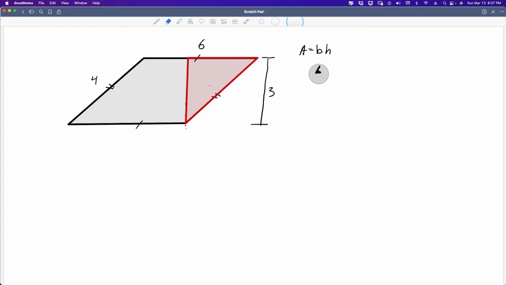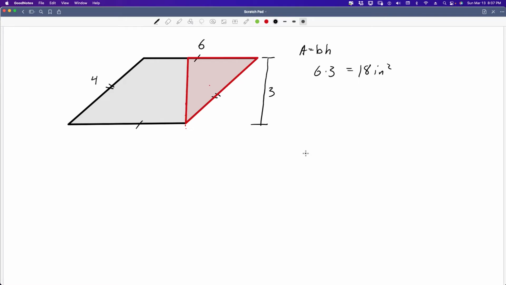Let me get back over here on my pen. That's going to be 6 times 3 inches, which is 18 inches squared. And that would be the area of this parallelogram. See how interesting and cool that is? That was not hard at all, and it's not far off from what we were already doing.